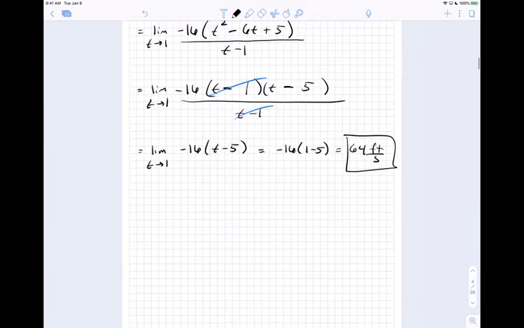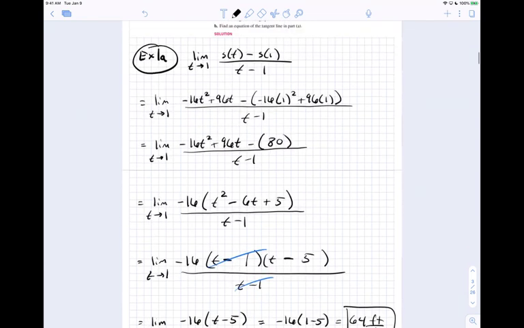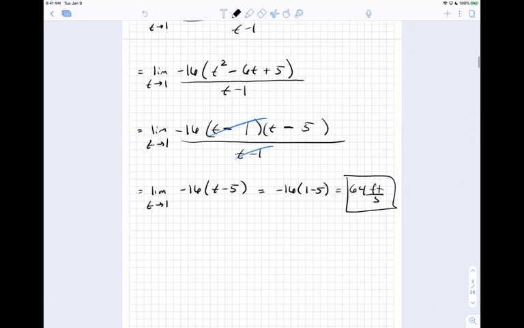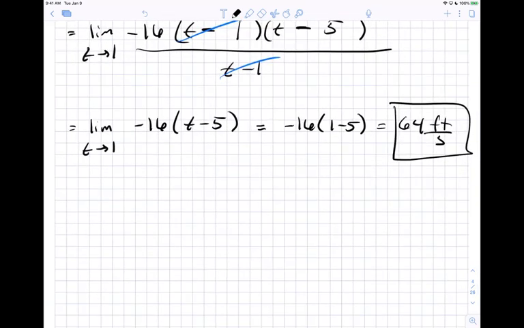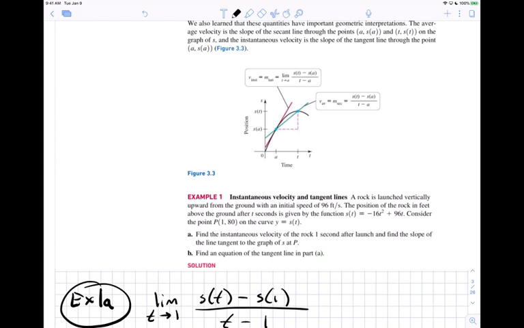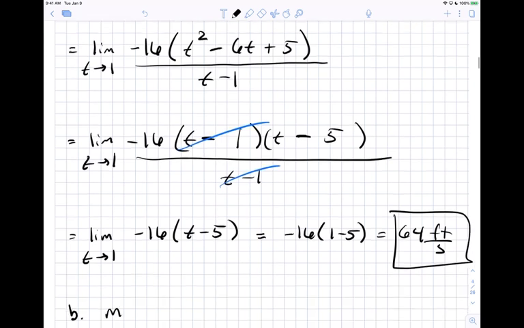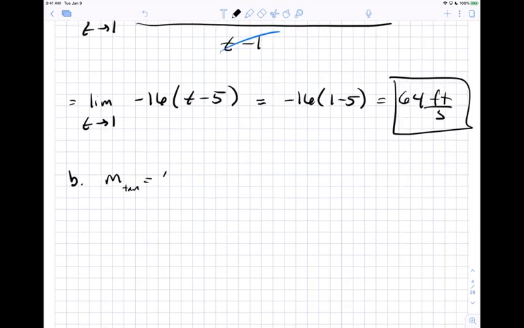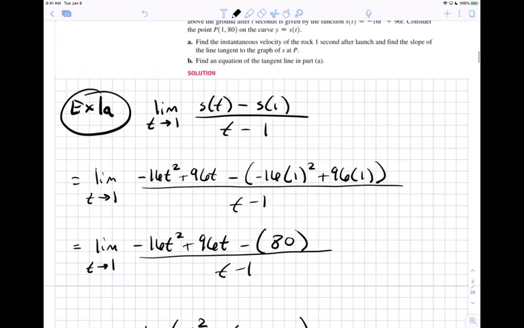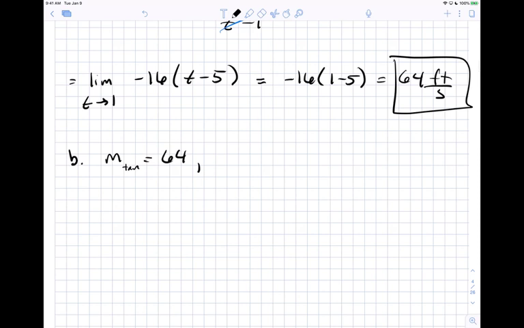So in part B, we're asked to find the equation of the tangent line. Notice the key word there is line. It's a straight line. So this 64 is the slope of the tangent line, which is the instantaneous rate of change. We also have the ordered pair, 1, 80. Did we even use that 80? We did. I calculated that earlier, though I didn't have to. So we have the ordered pair 1, 80. After 1 second, the position was 80 feet off the ground.